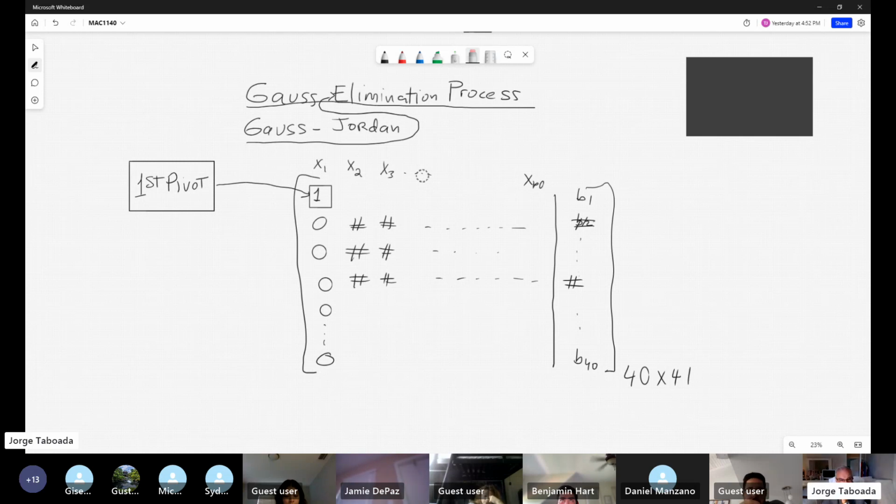Okay, so I finish the first column. I continue with the second column. In a similar way, I need to create a second pivot. This is my second pivot.